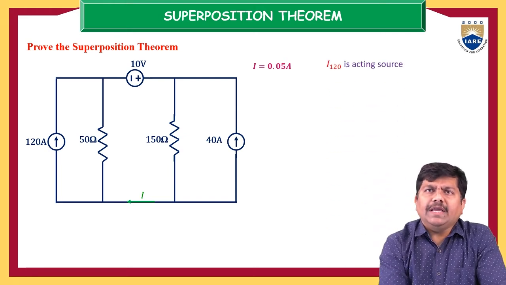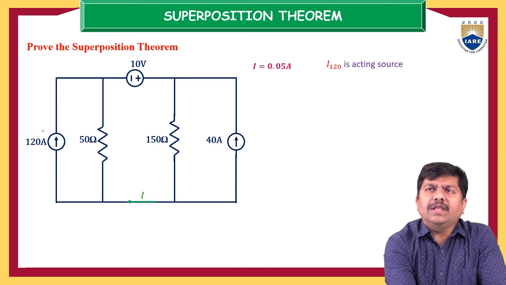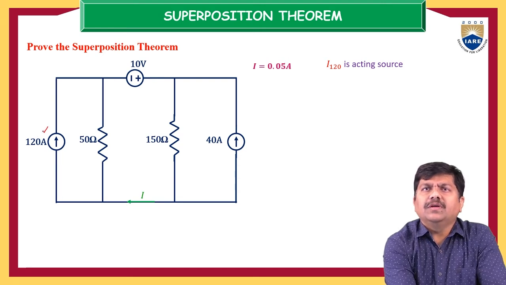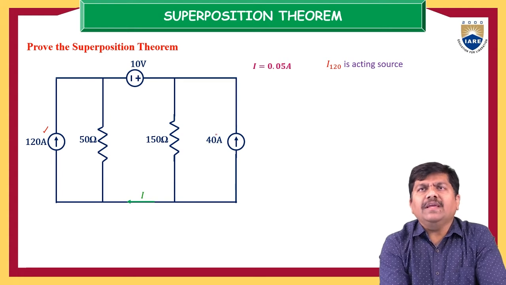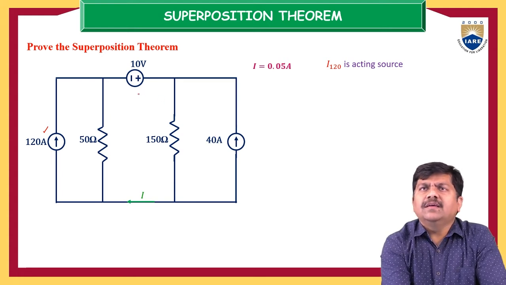So I120 means the 120 amp current source is active. If this is active, then the 10 volt source and the 40 amp current source must be inactive. So how can we make them inactive? Because this is a voltage source and this is a current source.